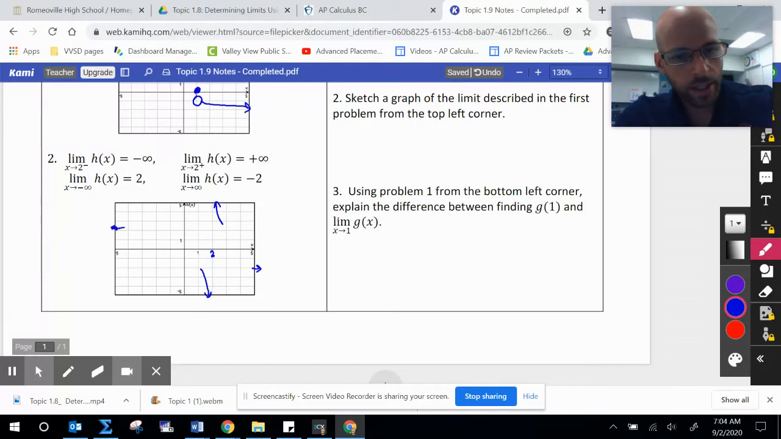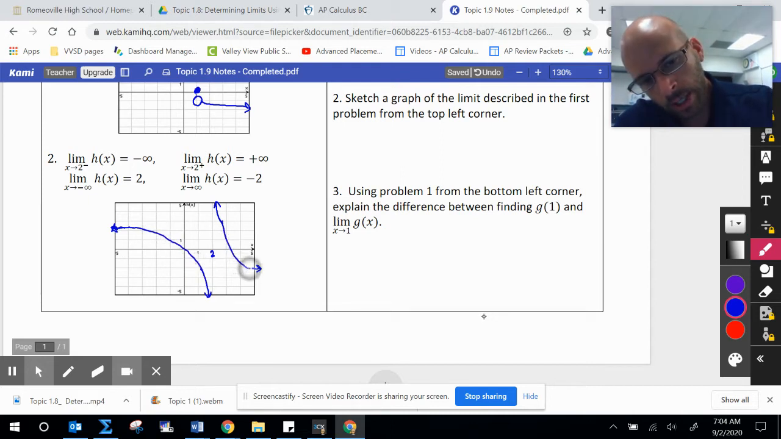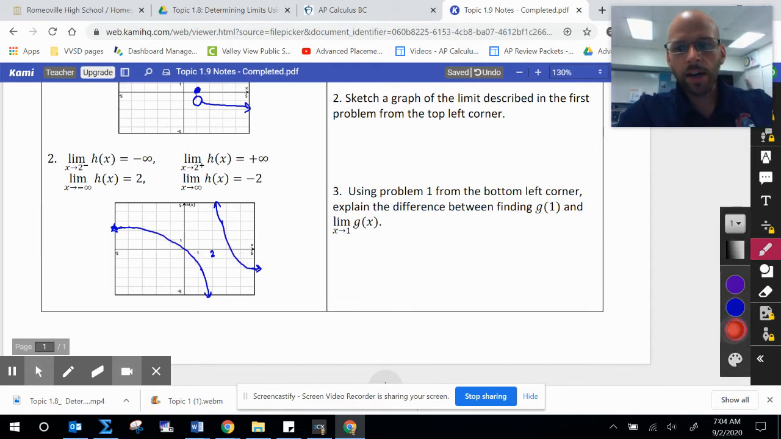Now we have to connect our function appropriately here. So I'm going to start on the left side. I'm going to connect my arrows together, and that gives me a little graph. And even if you want to make your graph look a little better, there's a little vertical asymptote here at 2, which is making it go to positive and negative infinity.